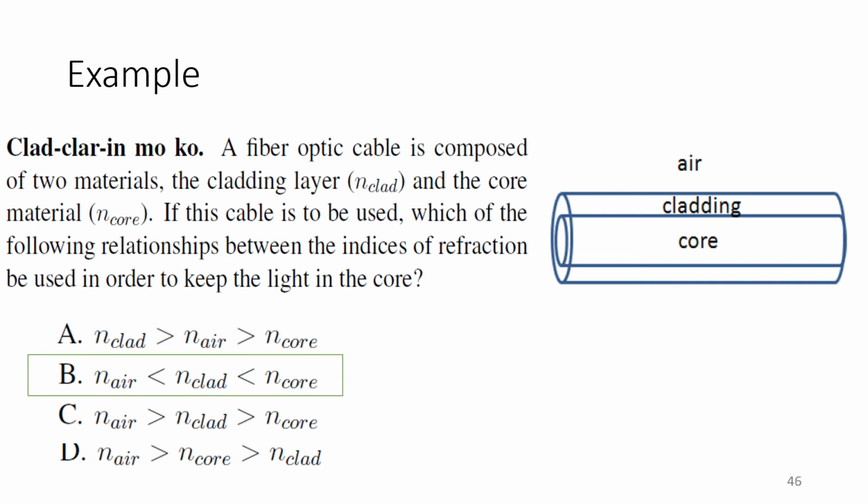Remember that TIR can only happen if the incident material has a higher refractive index than the material where the wave is possibly transmitted. This means that the core should have a higher n than the cladding, and the cladding should have a higher n than air just in case some of the wave escapes the core. The answer should be B.